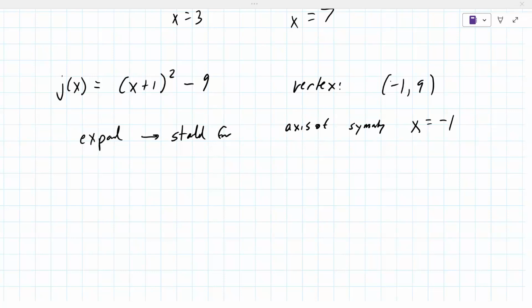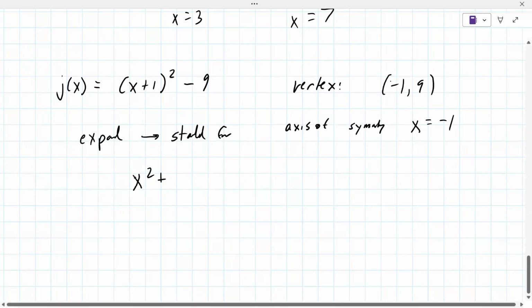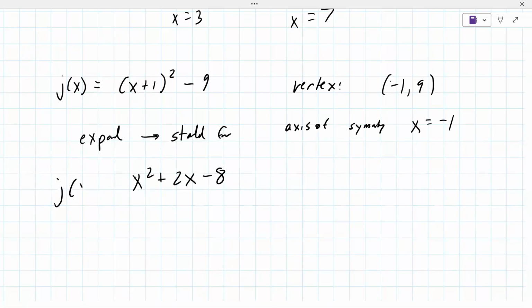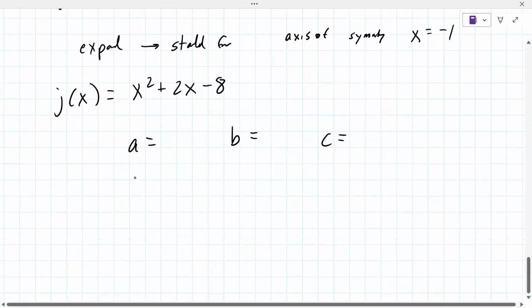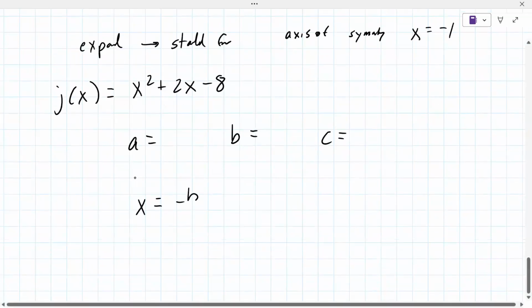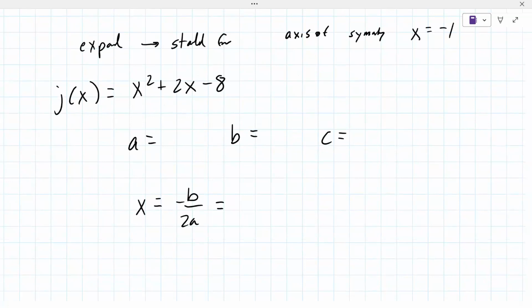All right, I got x squared plus 2x minus 8. Like this? Yep. Okay. Now, I want you to find the vertex again using the formula approach, which is x equals minus b over 2a. Get that value, and then you're going to take that and put it back in the function to find the other one.